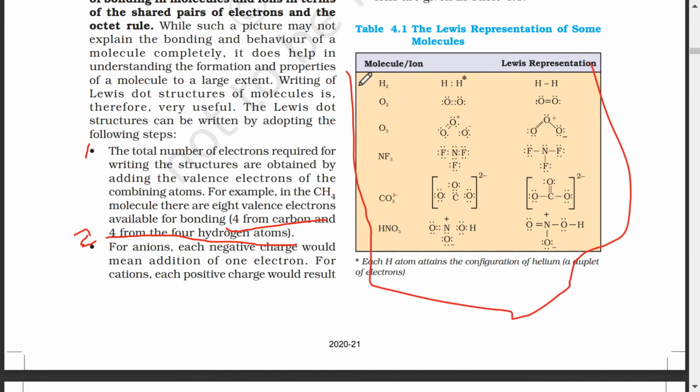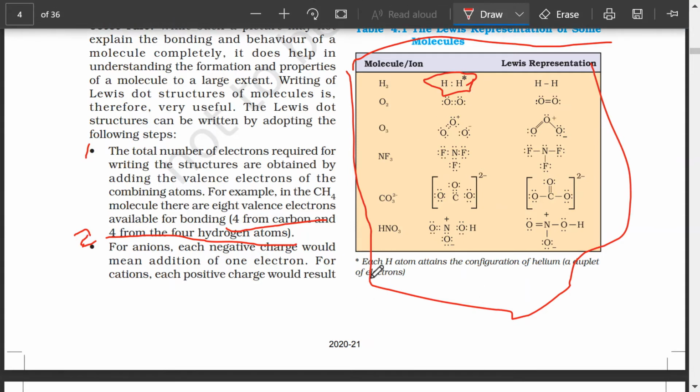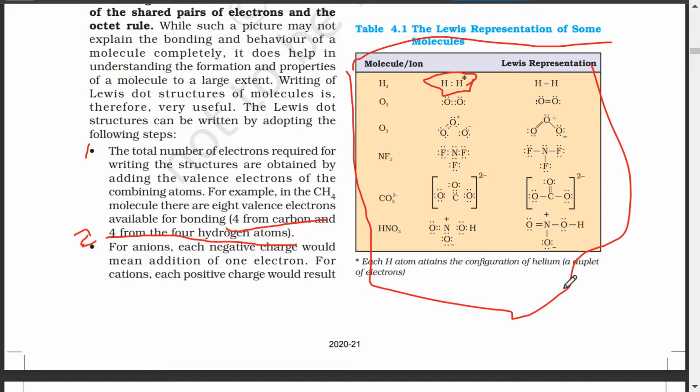Now there is an exception for hydrogen. Normally we see that an octet is required for a compound to get stability. But for hydrogen, when it gets 2 electrons in its outer shell, it becomes stable due to duplet configuration, because it gets a helium configuration, and helium is a noble gas, which is stable.